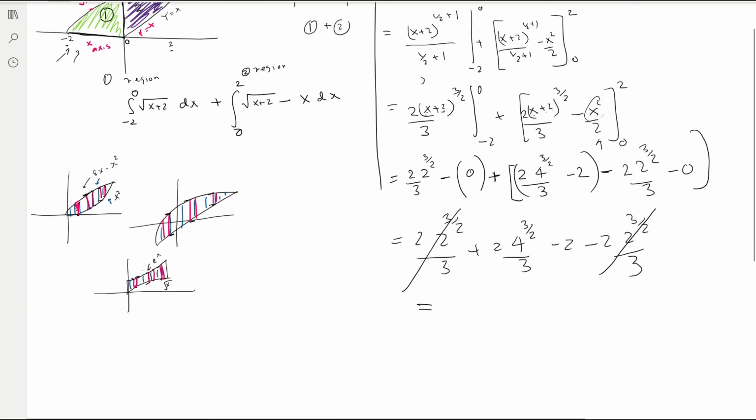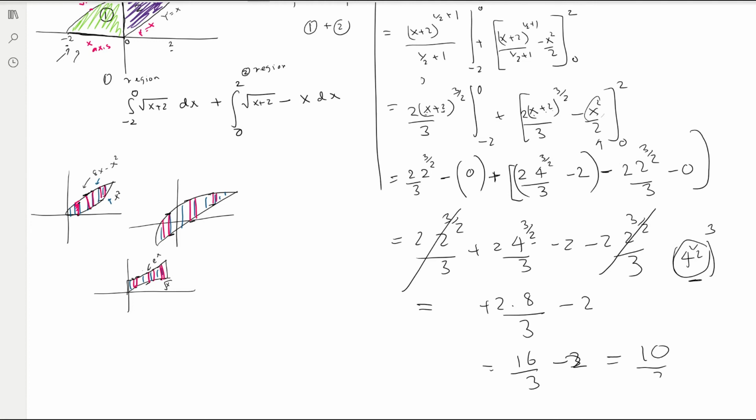And here let's see what we get. 2 times 4 to the half to the third power. That's 3 over 2. That's how we interpret it, right? 4 to the half means square root of 4, which is 2. So it's 2 times 2 cubed. 2 cubed is 8, so 16 over 3 minus 2. So that means this is 10 over 3. So this is 10 over 3 square units.